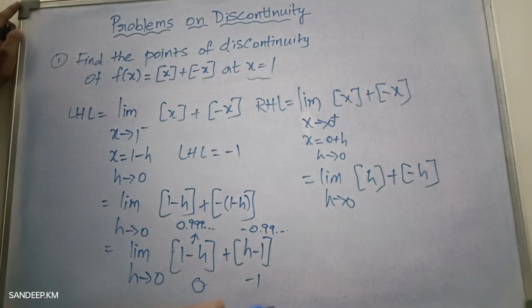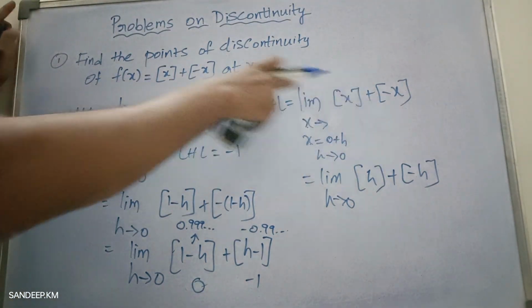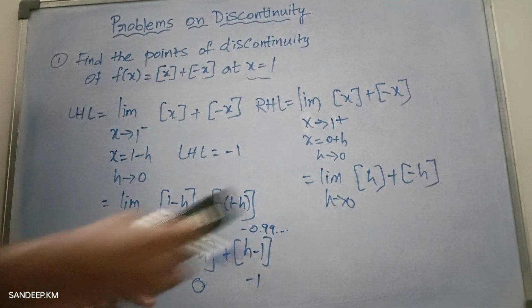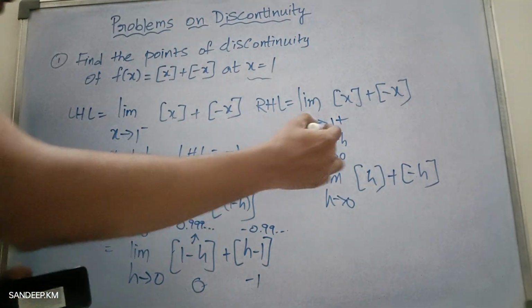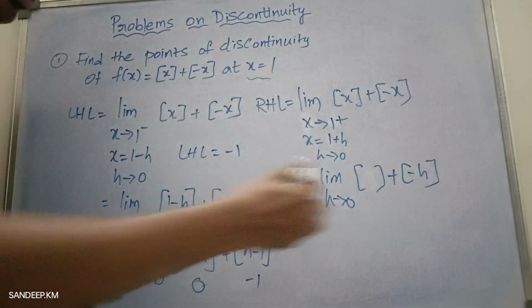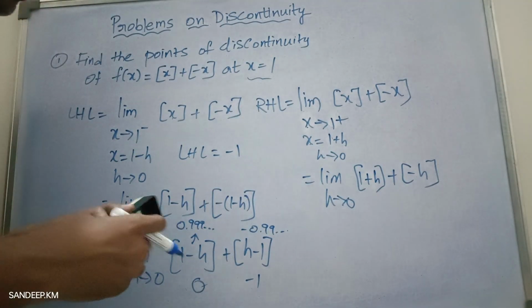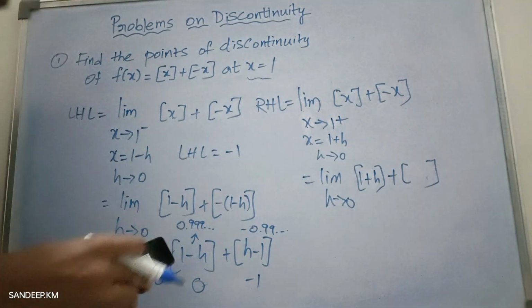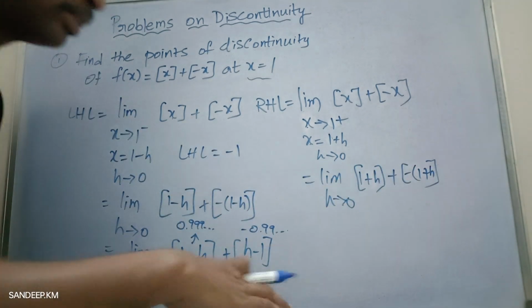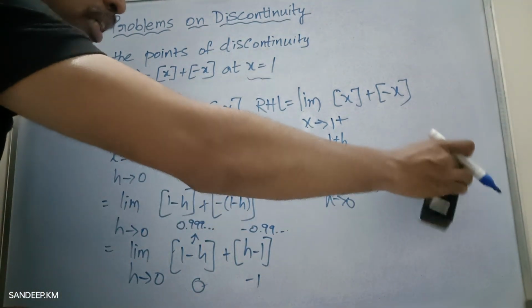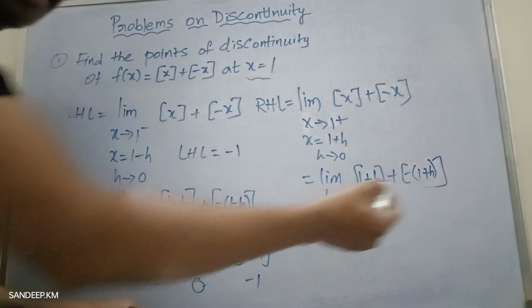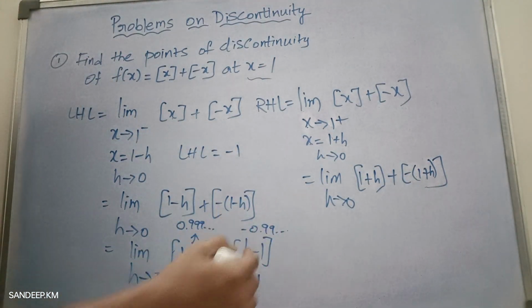A small correction, it is not 0 plus, it is 1 plus. At x is equal to 1 we are finding the right hand limit, right? X approaches 1 plus, therefore x is equal to 1 plus h. Okay, now where h approaches 0, so instead of x we are writing 1 plus h, and here also instead of minus x what are we writing? Minus of 1 plus h. There is a possibility of making a mistake in this particular step. Please be careful. You should not make that kind of mistake.